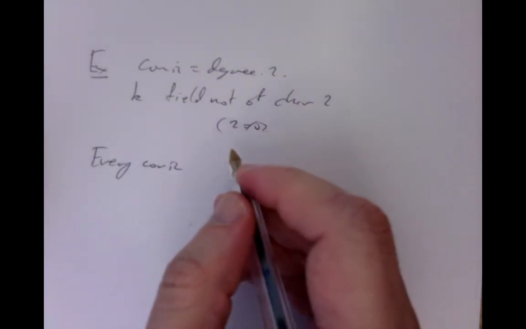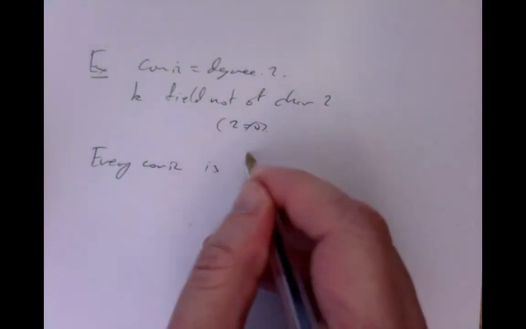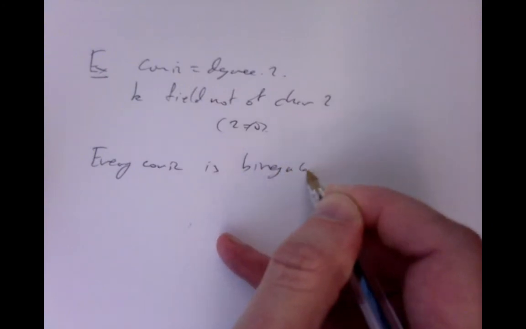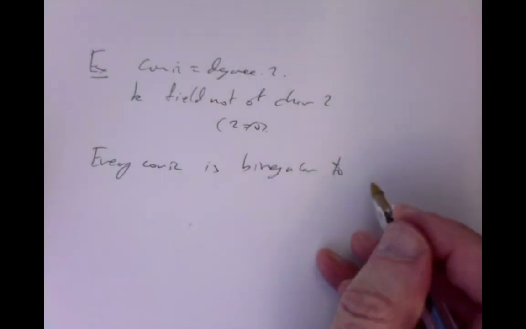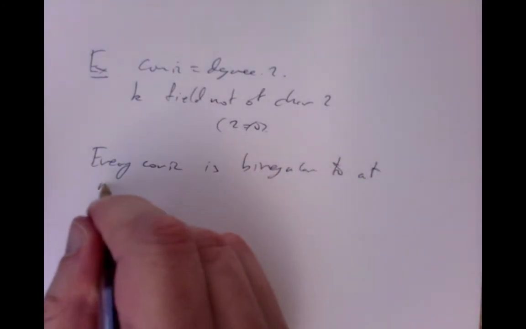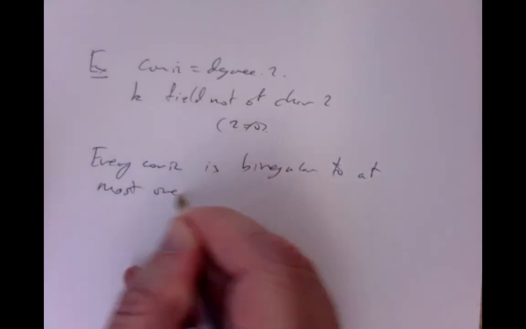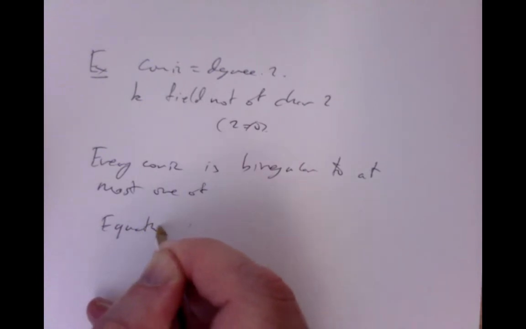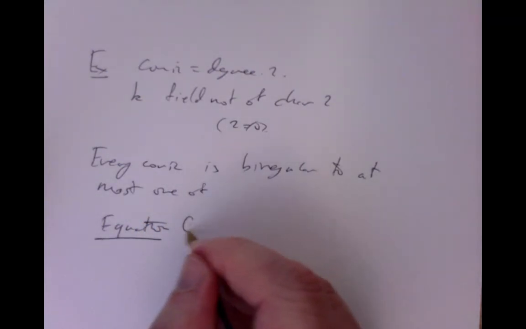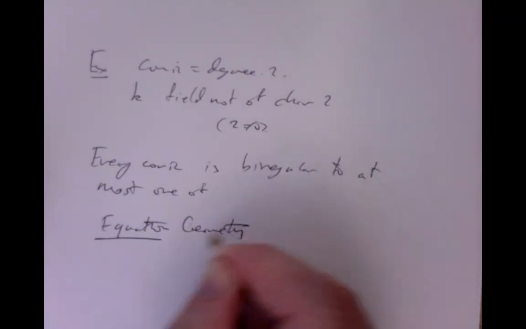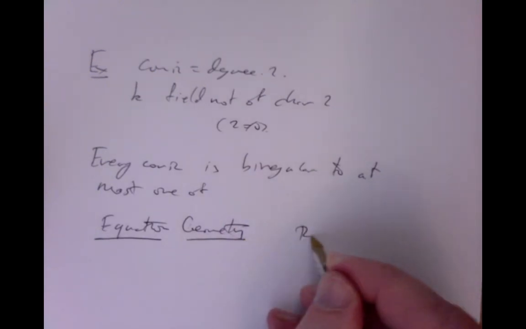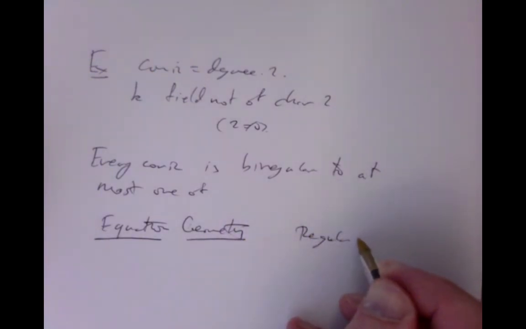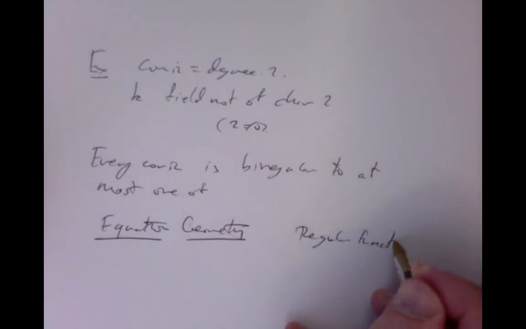And what we'll find is that every conic in the plane is biregular to at most 1 of the following. We don't want to give the full list because it gets quite complicated, but let's just do the first part of it. So it's equations of curves, and we'll describe some of the geometry of that curve, what does it look like in some sense, and then talk about its regular function algebra as an abstract algebra.